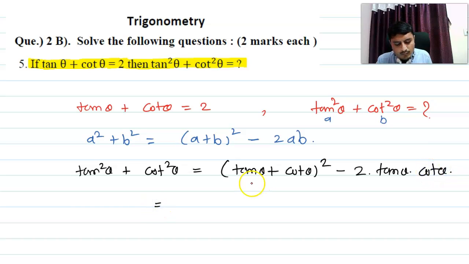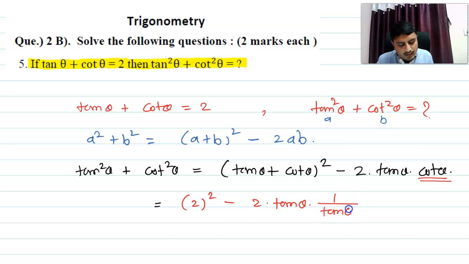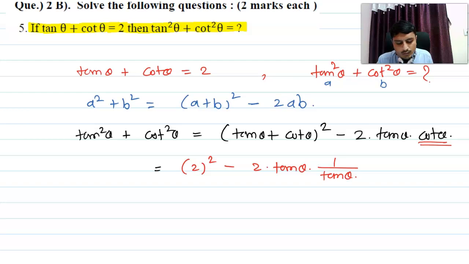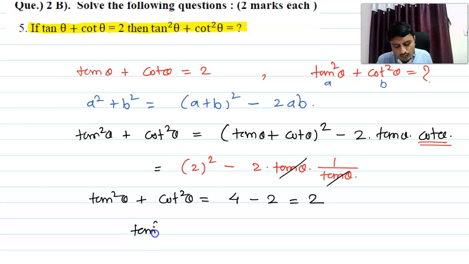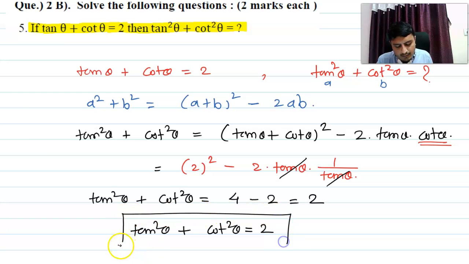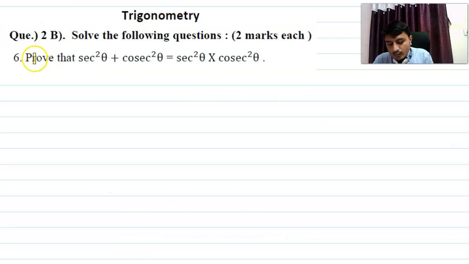Now we have the value of tan theta plus cot theta as 2, so we get 2 square minus 2 into tan of theta into cot theta. Cot theta is the reciprocal of tan theta, that is, 1 upon tan theta, so tan theta in the numerator and denominator gets cancelled. We get 2 square is 4, minus 2 into 1, which is 2, and 4 minus 2 is 2. So the value of tan square of theta plus cot square of theta is 2.